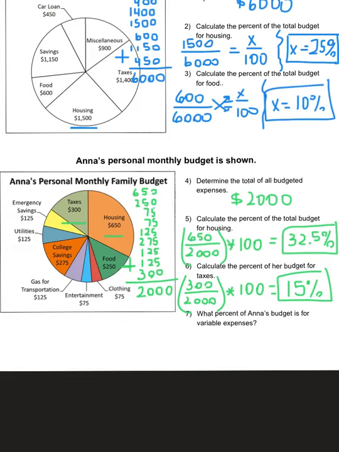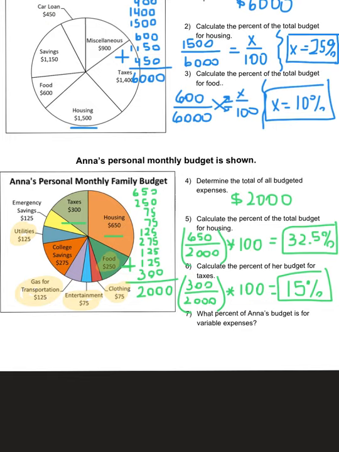Number 7, what percent of Anna's budget is for variable expenses? So the variable expenses, remember, are the amounts that could change each month. So we need to go through and look to see which ones are the variable expenses. So let's see, food, clothing, because those could change. She doesn't spend the same amount on each of those each month. Entertainment, gas, and one more, utility. So all of those from month to month, the amount is going to change.